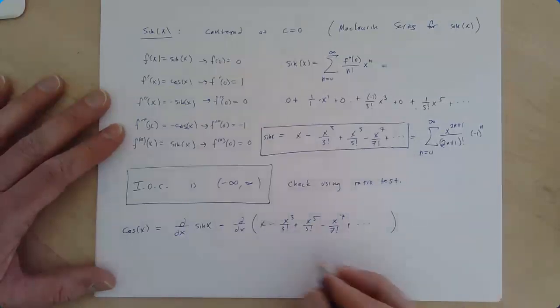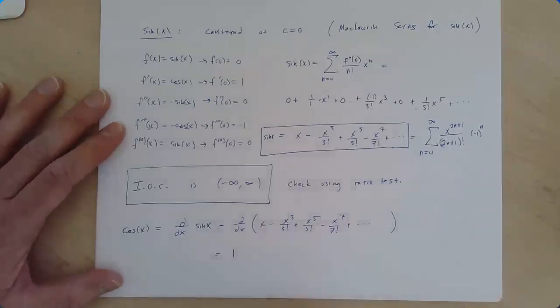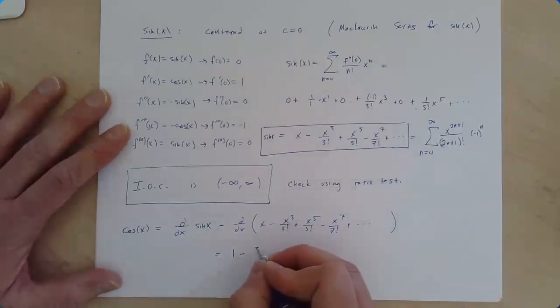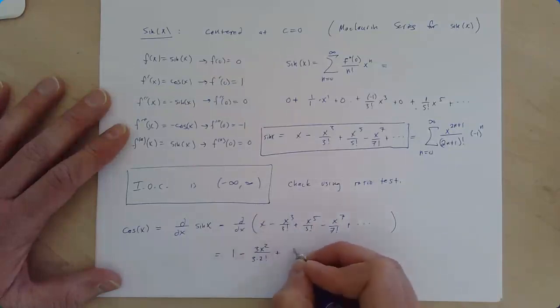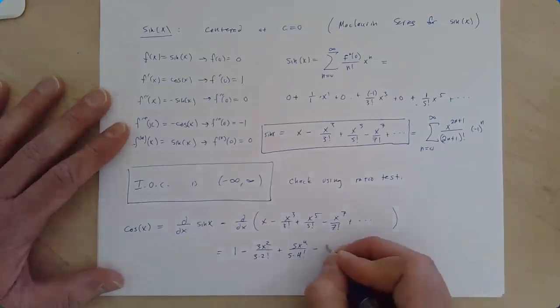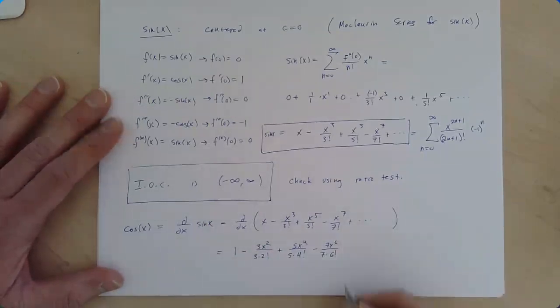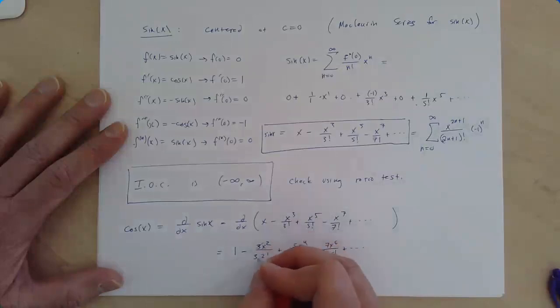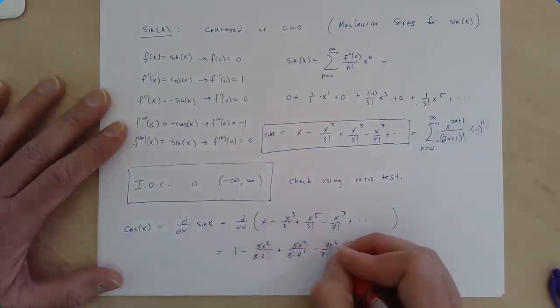Well, the derivative of x is 1. The derivative of x cubed is 3x squared over 3 times 2 times 1. The derivative of x to the 5th is 5x to the 4th over 5 times 4 times 3 times 2 times 1. Minus 7x to the 6th over 7 times 6 factorial. And so on and so on. And look what we get. We get the same pattern with all even powers instead.